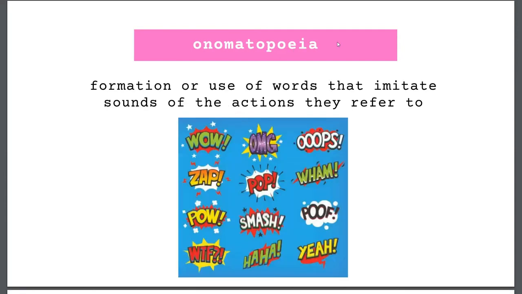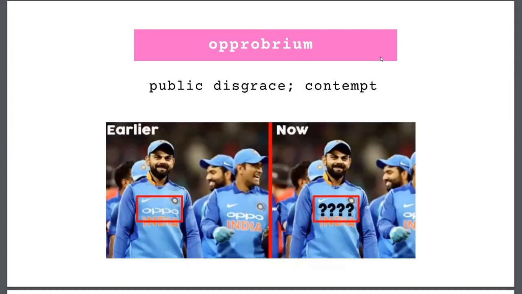Next word is onomatopoeia, which means formation or use of words which imitate the sound of the action they refer to. So just focus on the initial of the word, that is oh no, and you can consider it as oh no, that kind of sound. So if something is not good for you, आप बोलते हो कि oh no ये क्या हो गया, so kind of that thing. And through that oh no, you can connect wow, ONG, oops, and all. So it becomes very easy to remember. Moving to the next word.